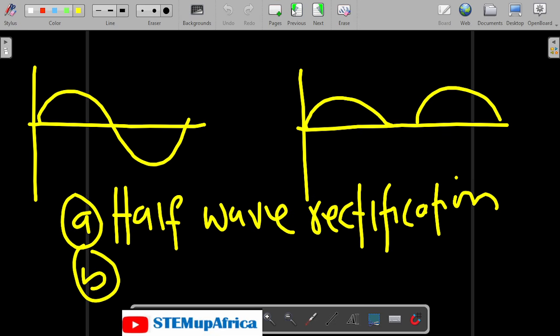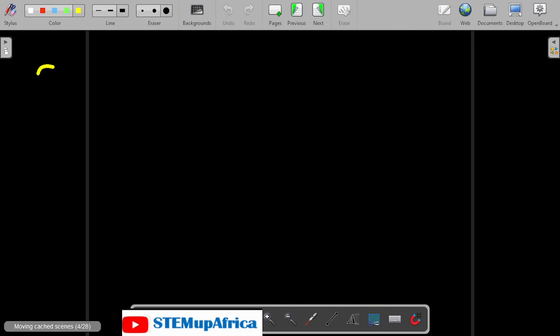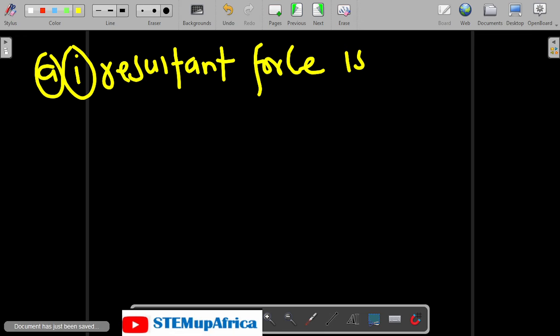Okay, before then, we have a different question here, or this under the same question. State one difference between resultant force and equilibrium force. So let's start with the resultant force. So A, multiple 1, resultant force. Resultant force is a single force.